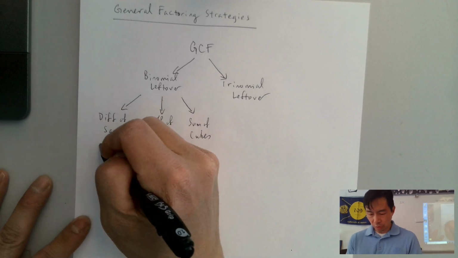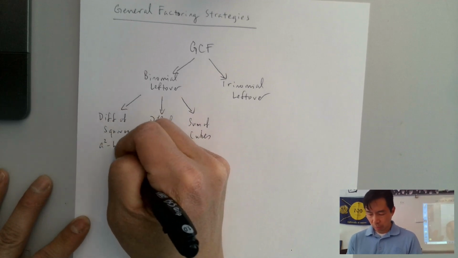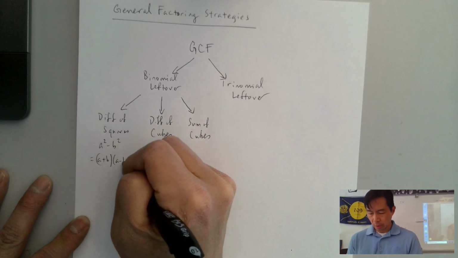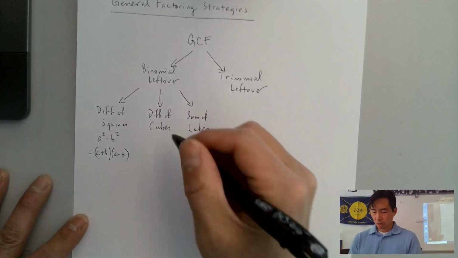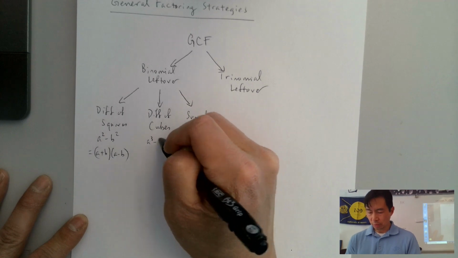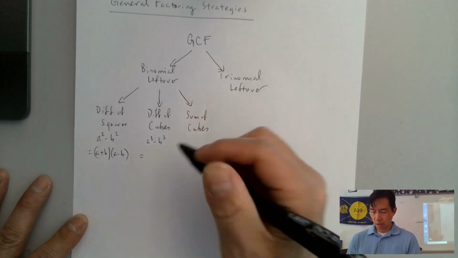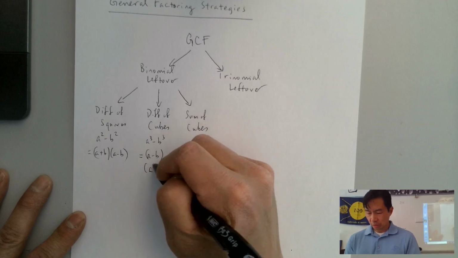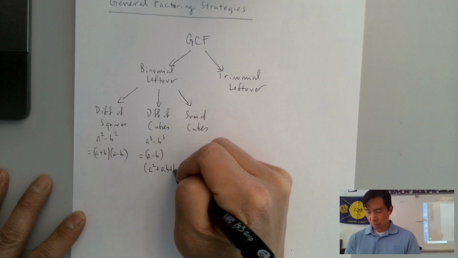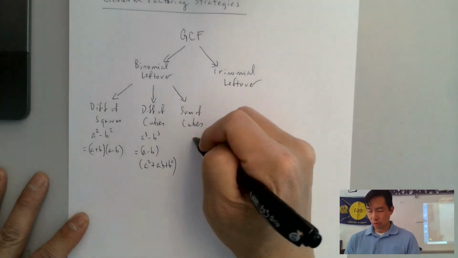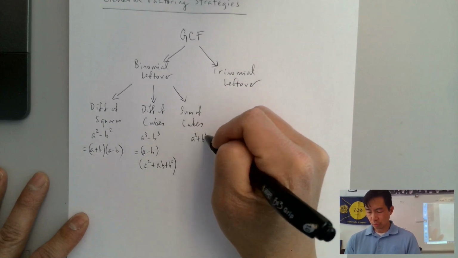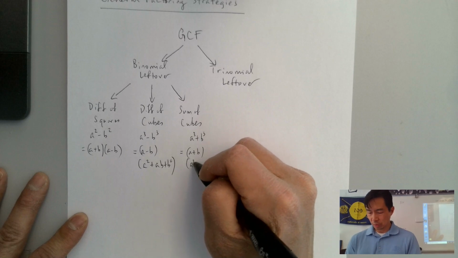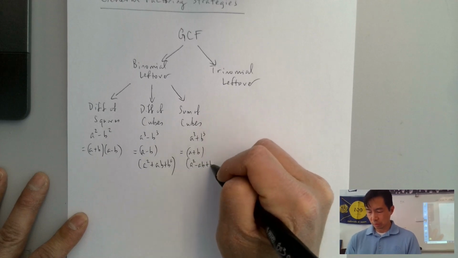Okay, so difference of squares we know is a squared minus b squared, and that becomes a plus b, a minus b. Difference of cubes, a cubed minus b cubed, a minus b times a squared plus ab plus b squared. Sum of cubes, a cubed plus b cubed, a plus b times a squared minus ab plus b squared.